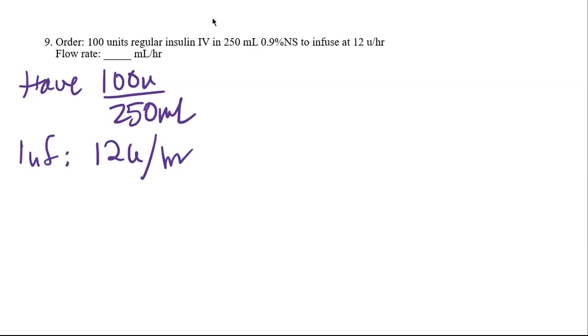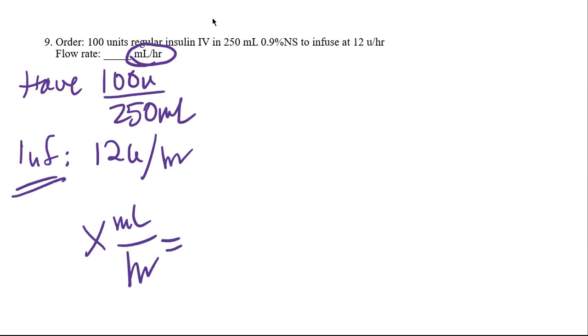Okay, what we want to know is how many milliliters per hour. This is what we want right here. So we're going to go X milliliters per hour is equal to, now let's look at what we got. Start with what you're giving and what you know to be true. This is just the dependent variable. This is what you have in the bag. It's not going to change. This is the thing that changes.